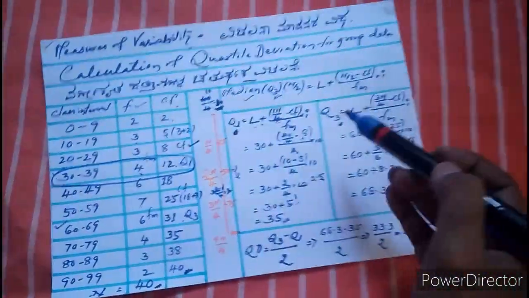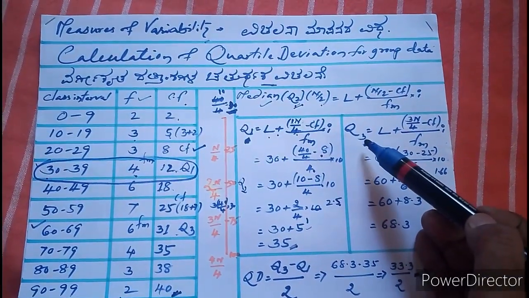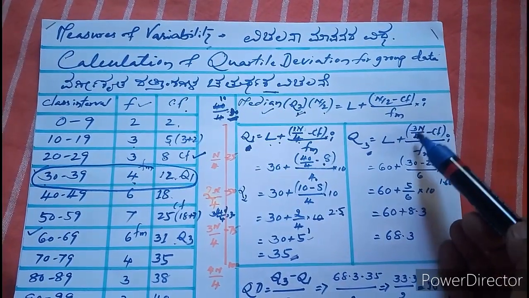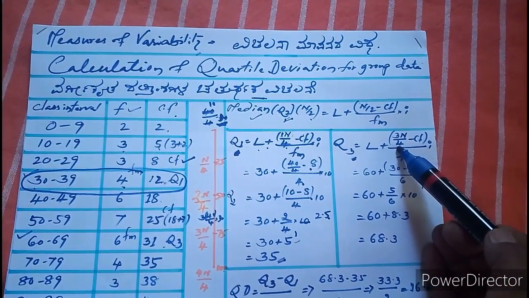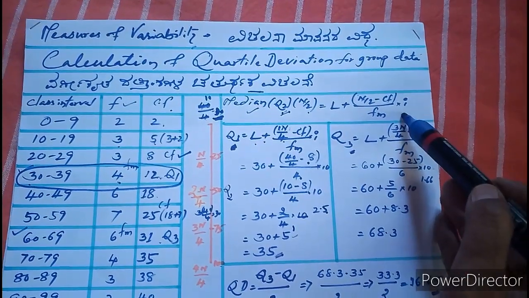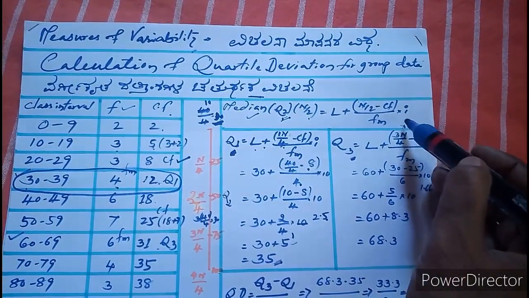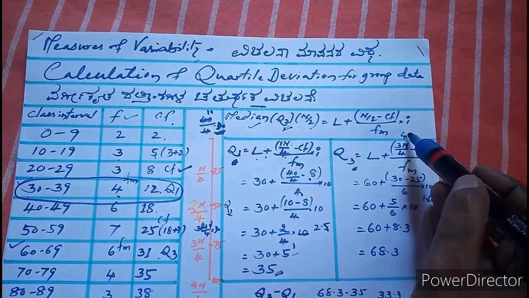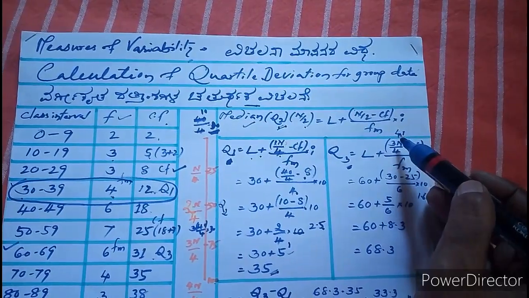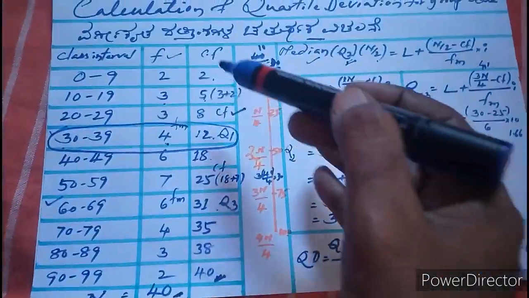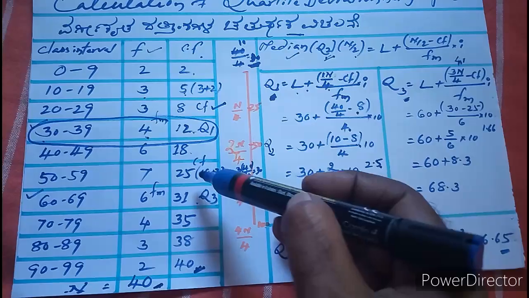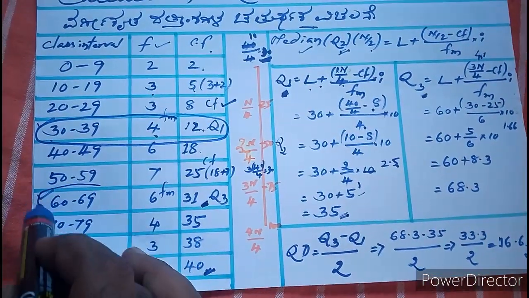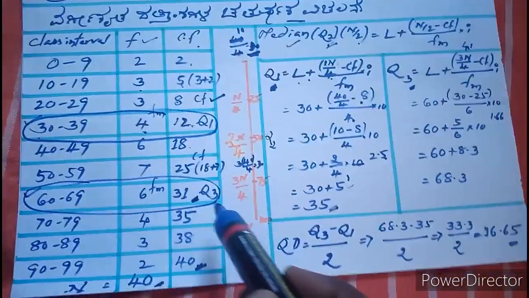Next, you find the quartile 3. This is 3n by 4. First you find 3n by 4. How to find 3n by 4? N is 40 here. 40 divided by 4 is 10, into 3 is 30. This 30 you find in the cumulative frequency, that is 30 lies in the 31 place. Then this is the quartile 3 class.